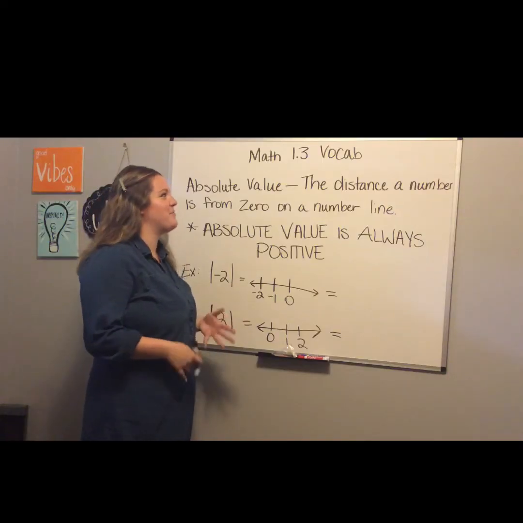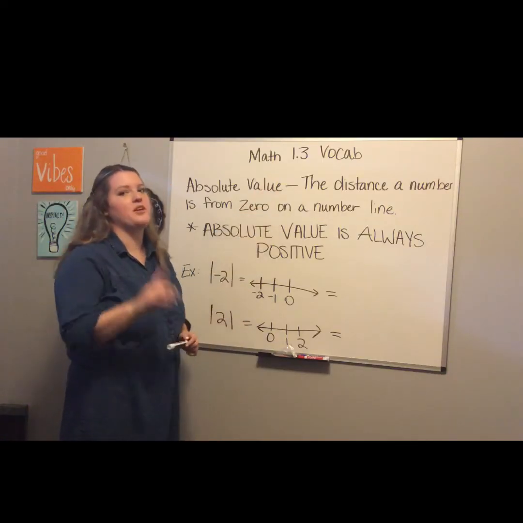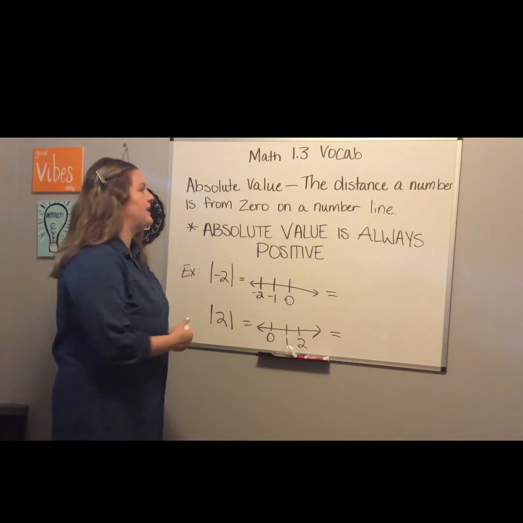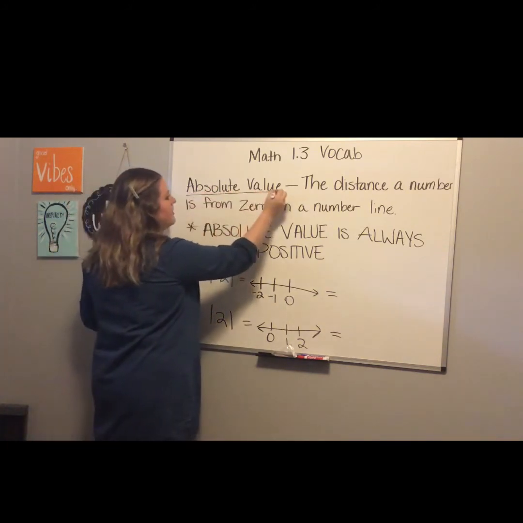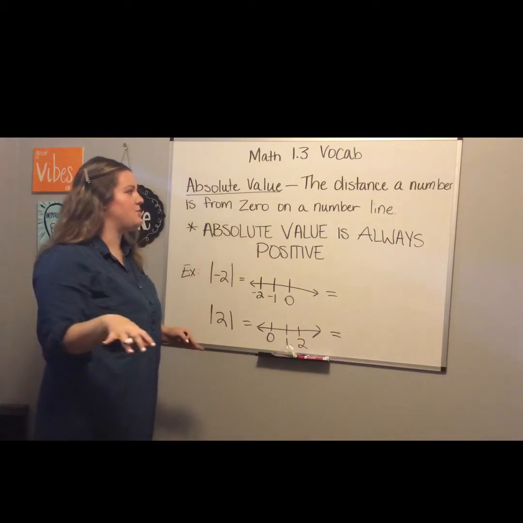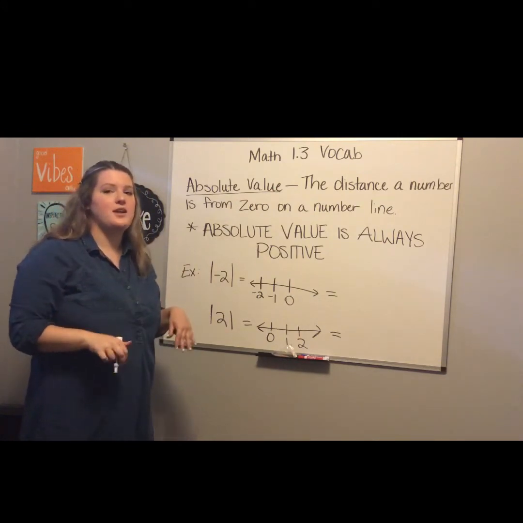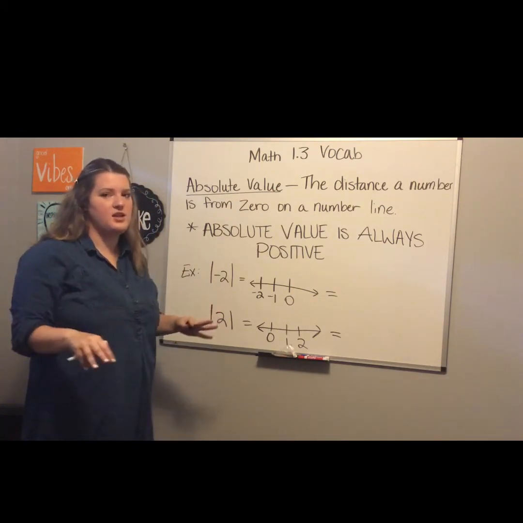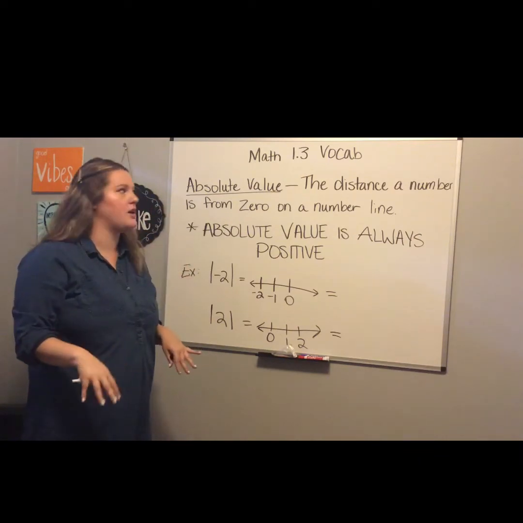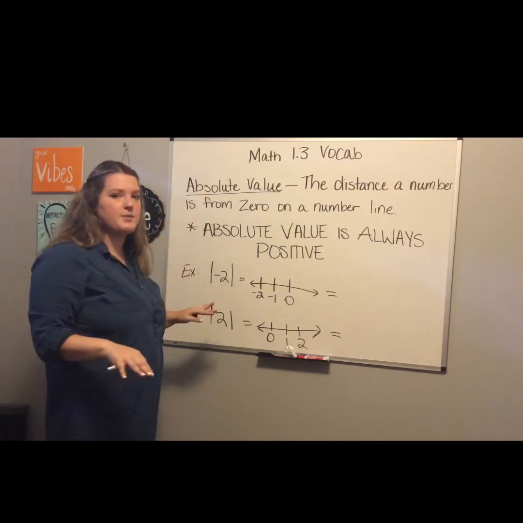Math, chapter 1.3, we're going to start with the vocabulary. There's only one new vocabulary word, and it is absolute value. This is my all-time favorite thing to teach because it's super easy. Absolute value is always positive. That is the one thing you need to remember throughout the entire school year. Absolute value is always positive.